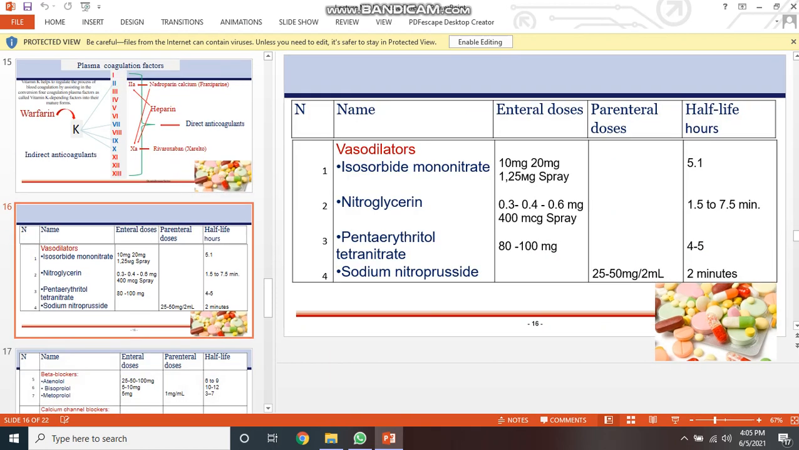Among drugs, we can use the vasodilators. Examples are nitroglycerin, isosorbide mononitrate, pentaerythritol tetranitrate and sodium nitroprusside. The doses are 10 mg, 20 mg, 1.25 mg spray. Another is 0.3 to 0.4 or 0.6 mg, or 400 mcg spray. And the third one is 8 to 100 mg, with a half-life of 5.1 to 7.5 minutes for 20 minutes.